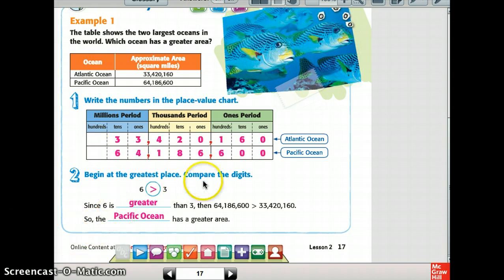So here are the two numbers put into the place value chart. And we can see our next step would be to begin at the greatest place. So that would be our tens million place value. Looking at that, we can see the Pacific Ocean has a 6 and the Atlantic Ocean has a 3 in that place value. So then we compare those two. 6 is greater than 3. So therefore, our greater area is the Pacific Ocean.